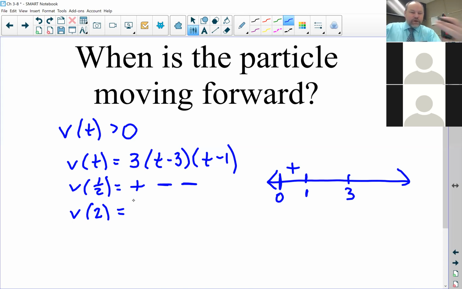Again, same thing. We're going to plug 2 in and see what sign we get for each factor. The 3 out front is always positive. 2 minus 3, negative. 2 minus 1, positive. And so if I multiply a positive by a negative by a positive, my answer is negative.